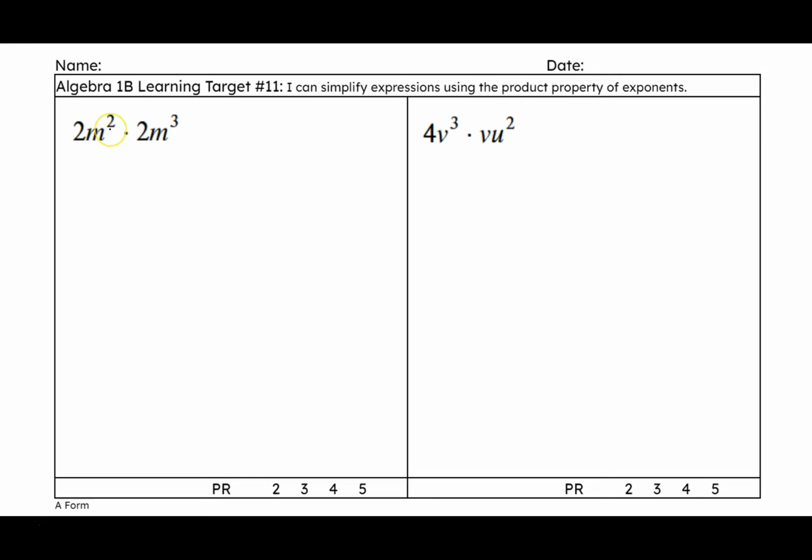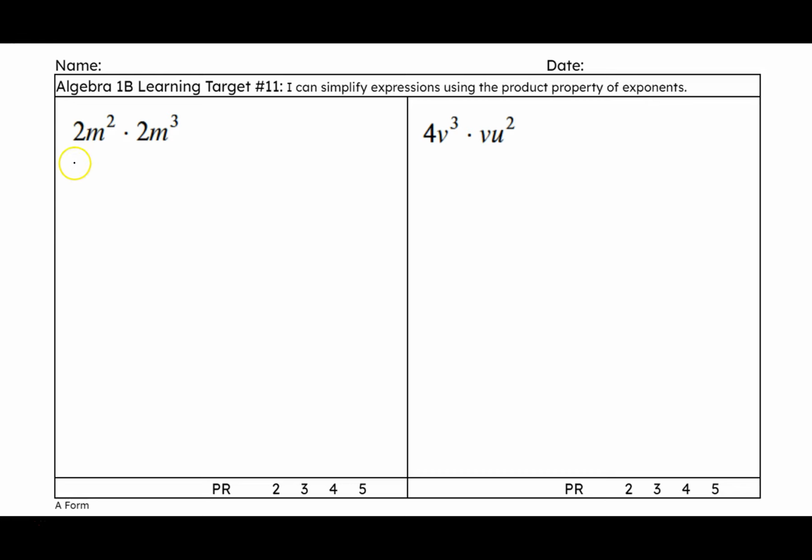This is not m times 2. That is m to the power of 2, meaning m multiplied to itself 2 times. In other words, m times m. This is m multiplied to itself 3 times, m times m times m. Now, that's a lot of m's. Let's actually multiply it all out, and then we'll condense it back into one nice tidy package.